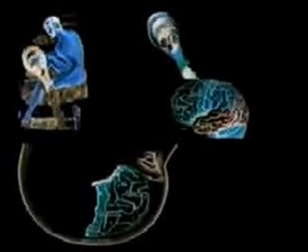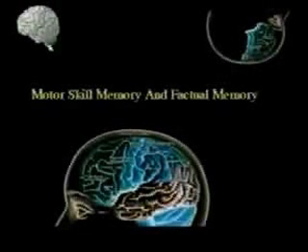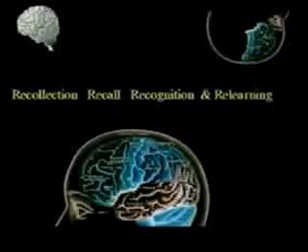There are two distinct types of memory: motor skill memory and factual memory. There are three levels of memory: immediate memory, short-term memory, and long-term memory. There are four different types of remembering: recollection, recall, recognition, and relearning. This semicircle symbol is designed with the capacity for storing information of the spirit to the body, the receiver container.